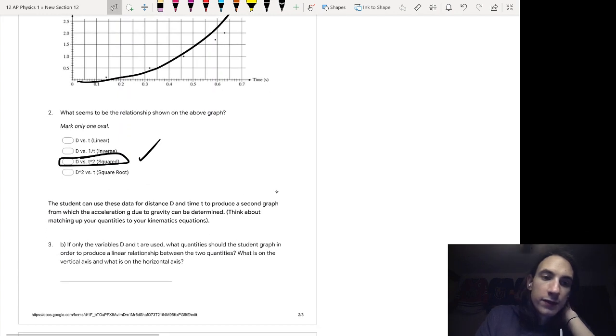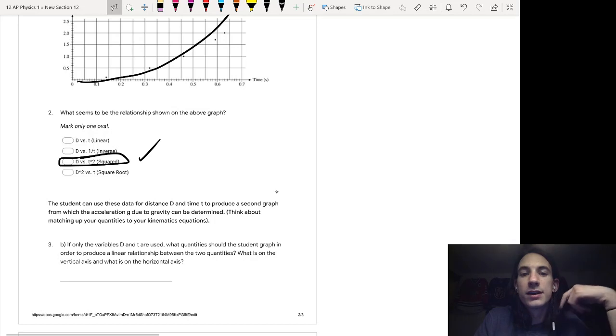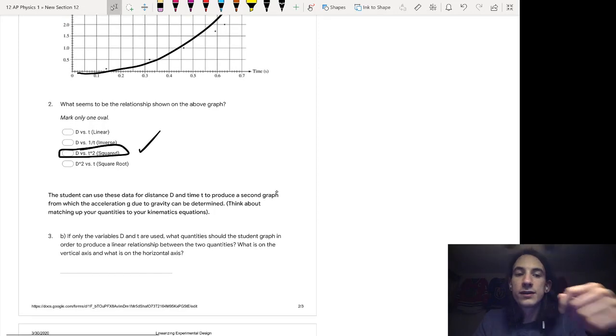So then the student can use these data for distance d and time t to produce a second graph from which the acceleration g due to gravity can be determined. Think about matching up your quantities to your kinematic equations. If only the variables d and t are used, what quantities should the student graph in order to produce a linear relationship between the two quantities? What is on the vertical axis and what is on the horizontal axis?